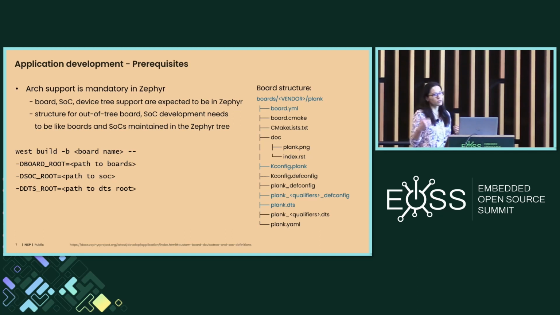So if we have an out-of-tree board or SOC or DTS, we can give that just as CMake variables when building the application with west build.